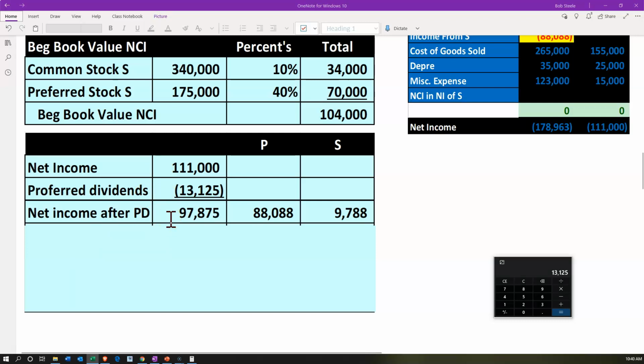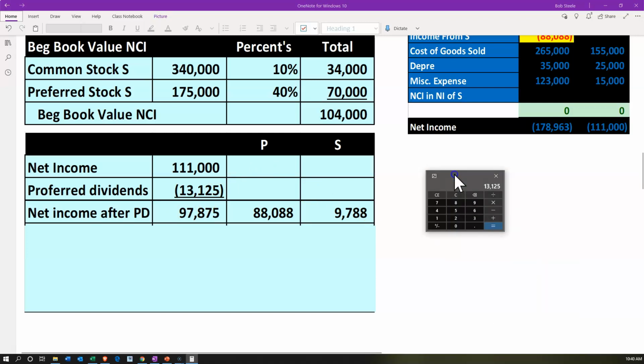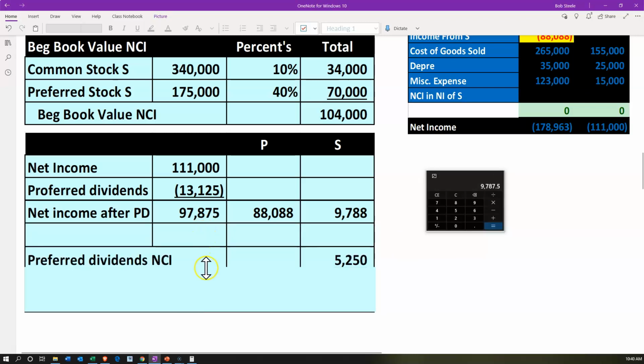Then we can break that out between the controlling and the non-controlling interest. So now we've got the net income after the preferred dividends, the 97,875, and we can take that times the controlling interest 0.9. There's the 88.87, about, rounded. And then we're going to take the 97,875 times the 0.1, and there's the 9788.